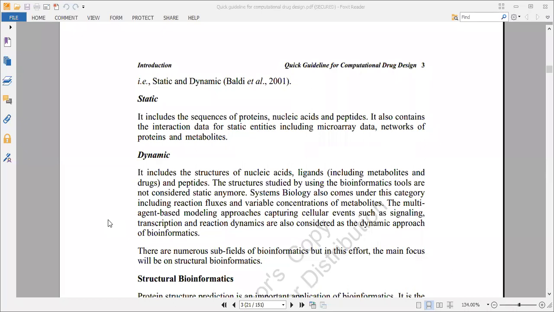So for designing a computational drug, first of all you should have the structure of that specific target protein. If it is not resolved by X-ray crystallographic technique or NMR, then you have to predict the three-dimensional structure of that specific protein. As you guys know, the function of the protein depends on the structure of the protein.